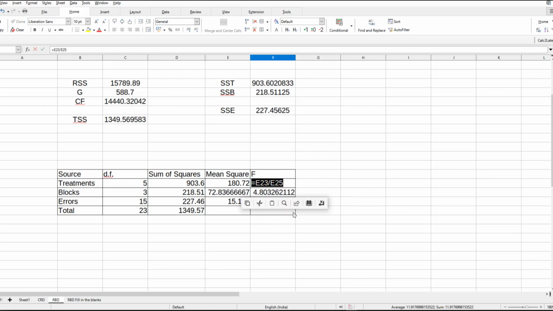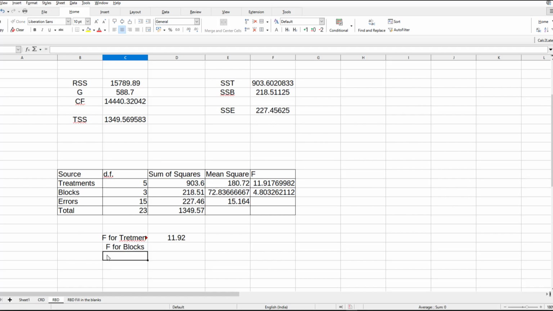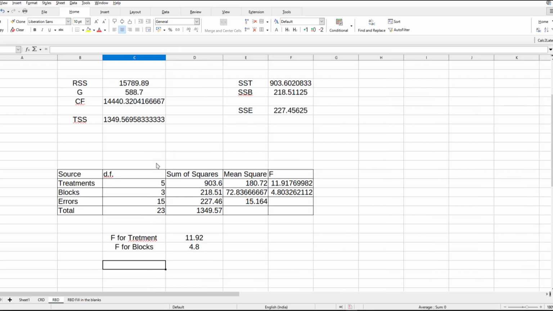For this figure, that means F for treatment, the value is 11.92, right? F for blocks, the value is 4.80, or 4.8, right? These are calculated values. We will have to compare them with the corresponding tabulated value. Now how to get the tabulated value?